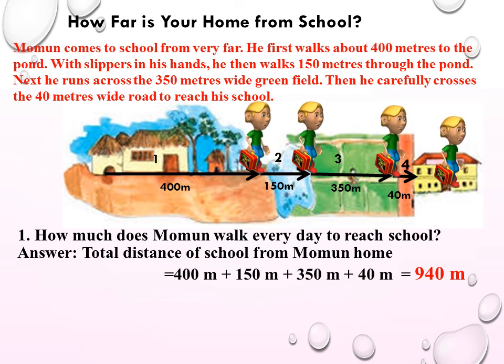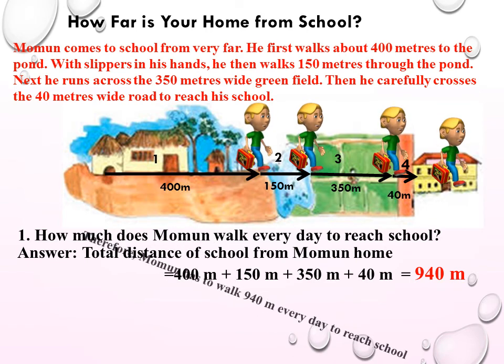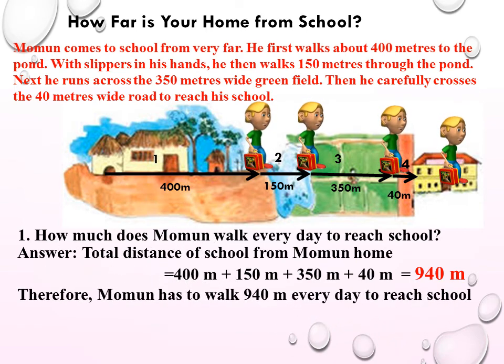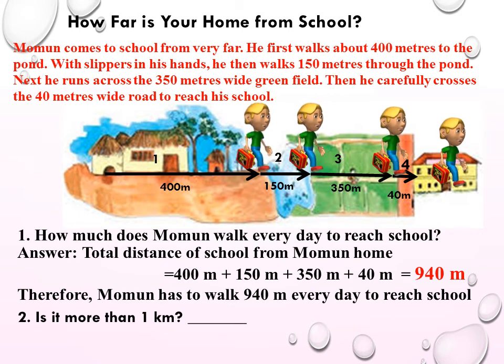So, the total distance of the school from Mumun's house is 400 meters plus 150 meters plus 350 meters plus 40 meters. Now add all these distances, you will get 940 meters. Therefore, Mumun has to walk 940 meters every day to reach school.